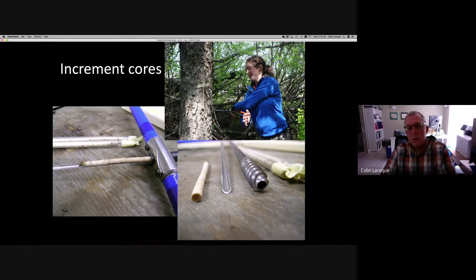And then we extract the core with an extractor spoon, and we generally save them. We put them in a straw, tape them, label them, and bring them back to our laboratory so we can process them and really get a good feel for what the story is for each of those trees.